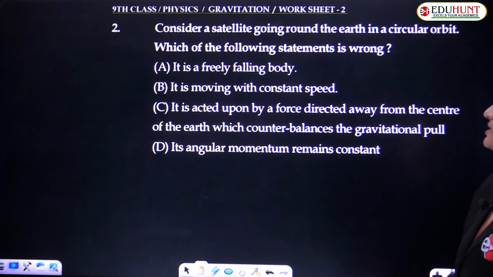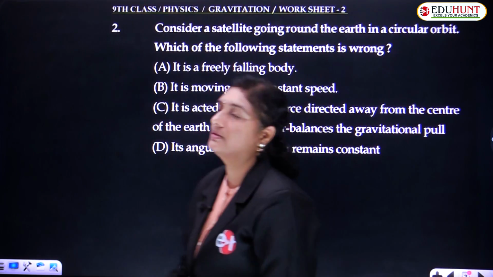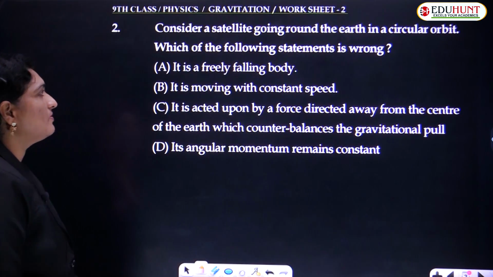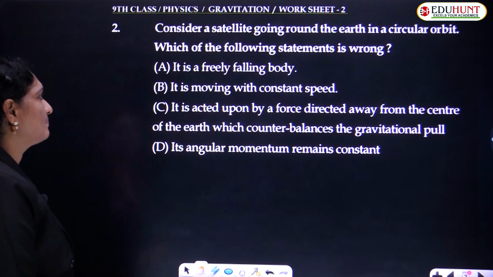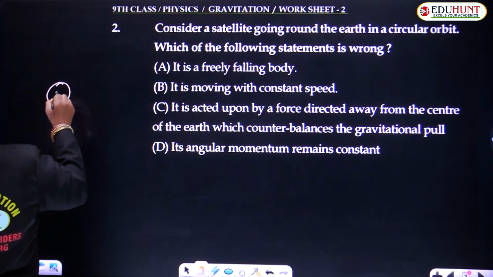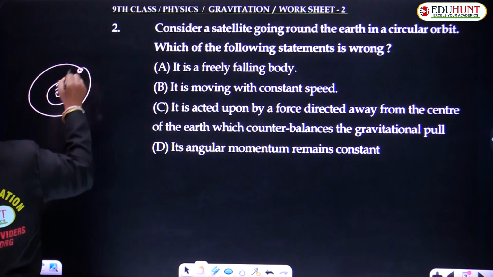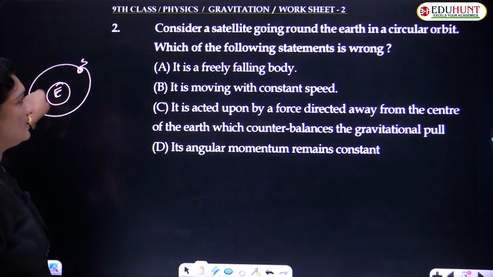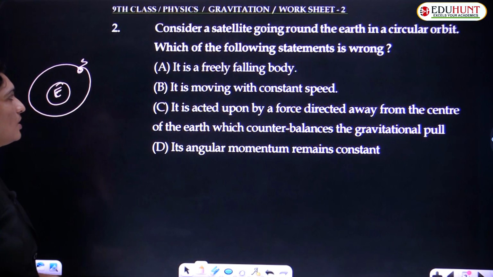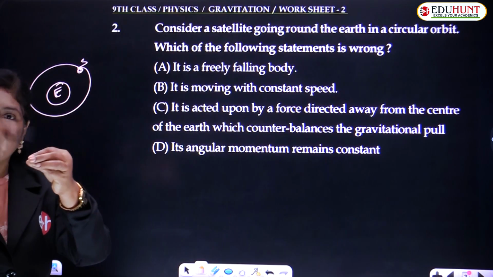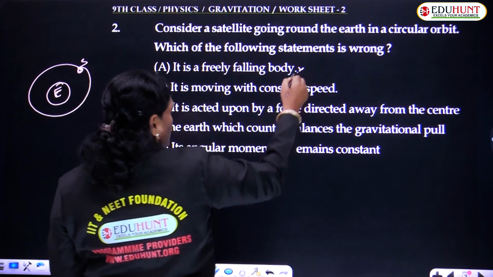So moving to the next question: consider a satellite going round the earth. We are given a satellite going round the earth in a circular orbit. Which of the following statements is wrong? This is your earth. Around the earth there is an orbiting satellite. Option A: it is a freely falling body. Option B: it is moving with constant speed. Satellites will be continuously moving in those particular orbits. They won't fall onto the surface of the earth.